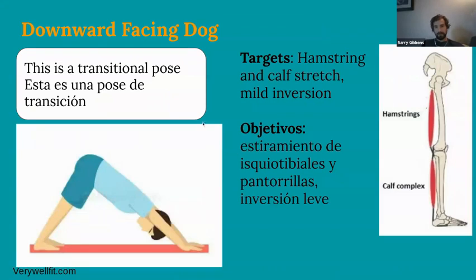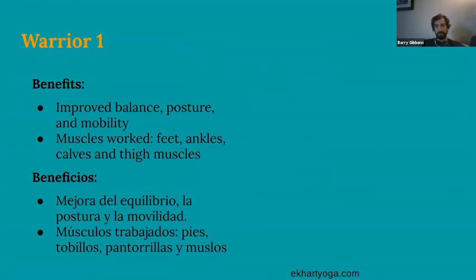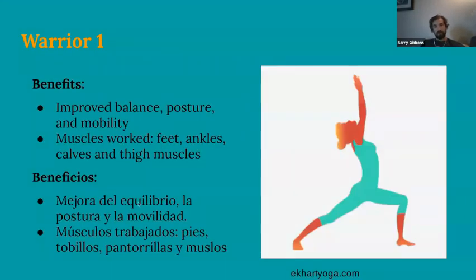Downward facing dog is a very good pose for a hamstring and calf stretch, and that's what it will look like. You'll see it also in the video today. Warrior 1 pose is really good for balance, posture, and mobility, which means the range of motion in your hips, and the muscles worked are your feet, ankles, calves, and your thigh muscles.